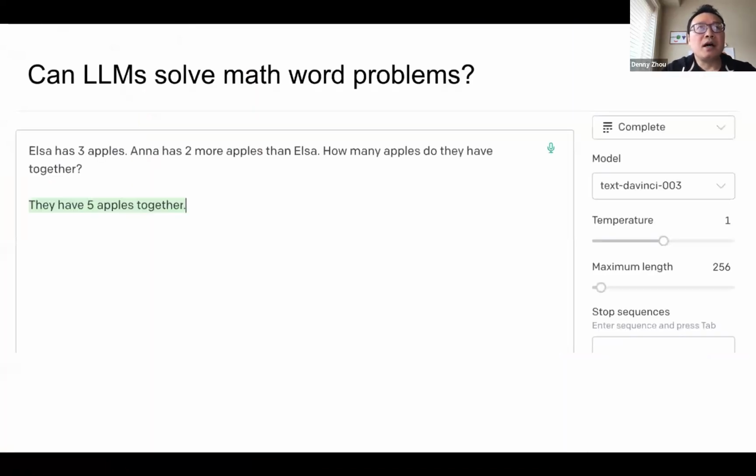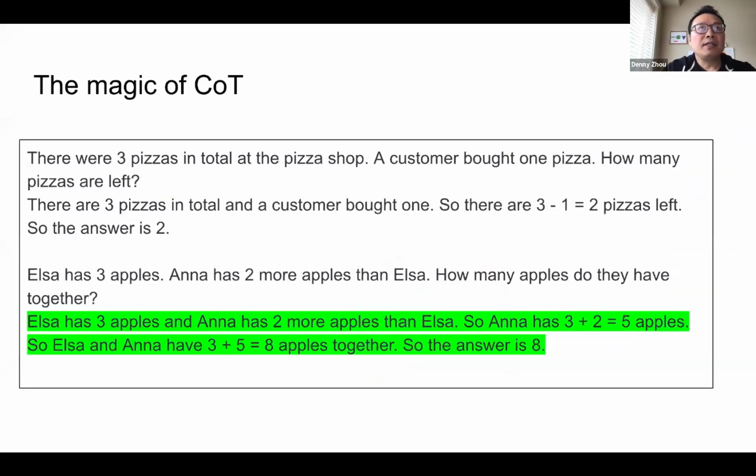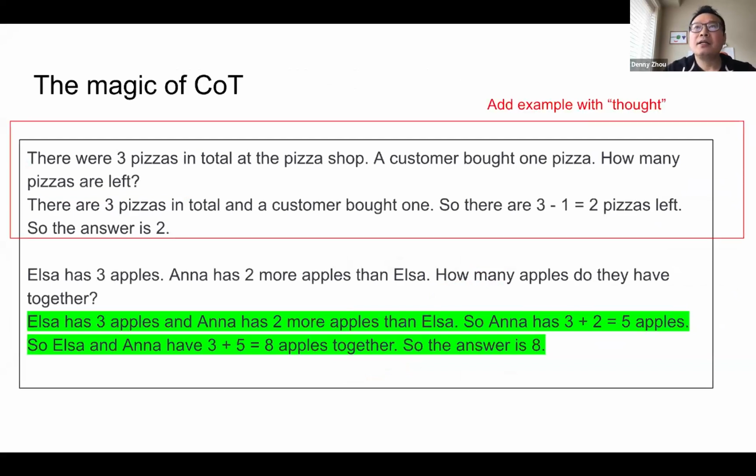So now let's see how to use a large language model to solve math word problems. Again, if we just show the problem to the large language model, it will fail. You see, five apples. That's not the correct answer. So now we see what's the magic of chain of thought. We add an example with thought, and then the model can generate the correct answer.